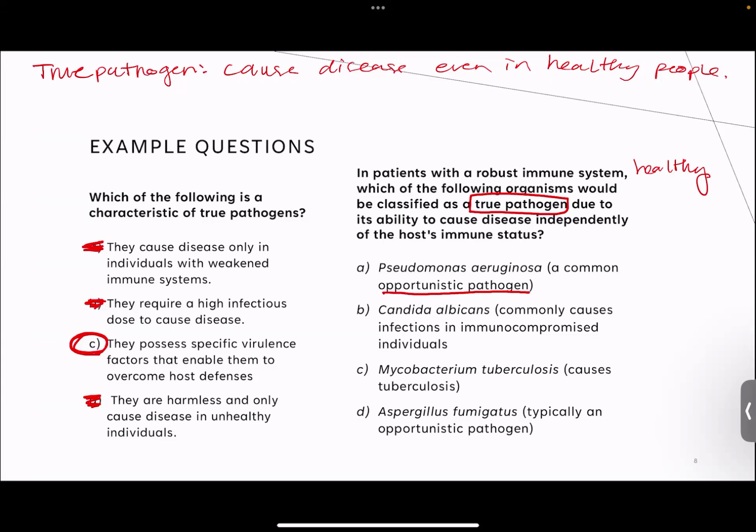Candida albicans. It's a very common part of your microbiome. Is it always causing disease? Nope. So it's not A or B. Mycobacterium tuberculosis causes tuberculosis. I mean, we know that's what it's associated with. You're not going to get it unless you have tuberculosis, right? And then the last one is Aspergillus fumigatus. This is also an opportunistic pathogen. You can get sinus infections with Aspergillus, but is that common? No, it's going to be a particular situation, particular person, particular environment, that sort of stuff.